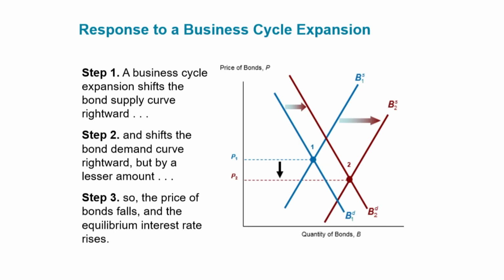So similarly, the response to business cycle expansion. Step one: a business cycle expansion shifts the bond supply curve rightward, because firms are now willing to invest more in the production of goods and services. That means they are going to make more investment in setting up and expanding factories and buying more capital equipment. Step two: it shifts the bond demand curve rightward, but by a lesser amount, because their income also increases when an expansionary business cycle happens, but it will take some time. So the price of bonds falls and the equilibrium rate of interest rises here.